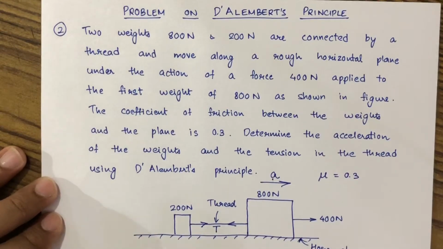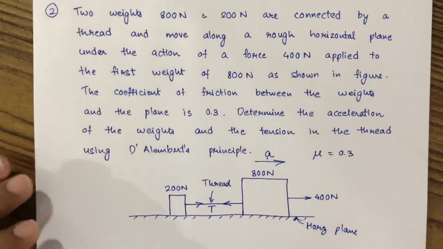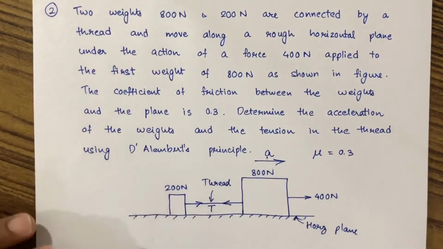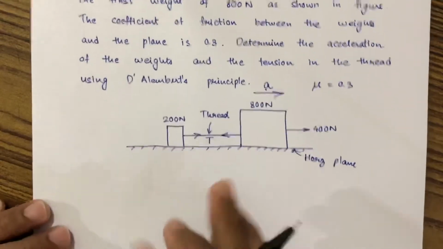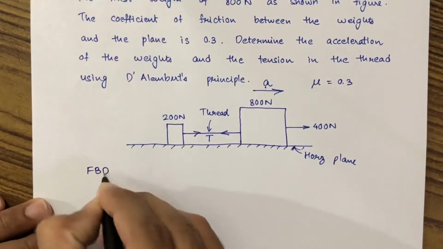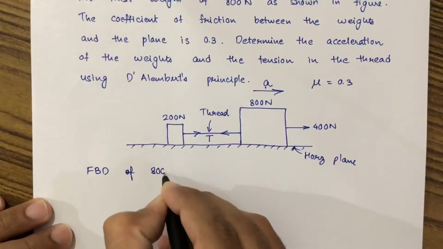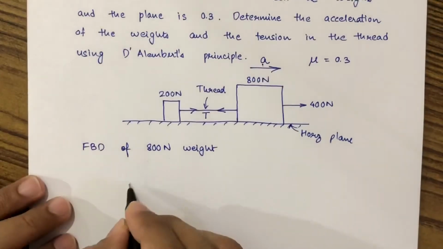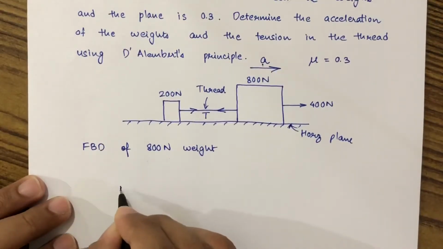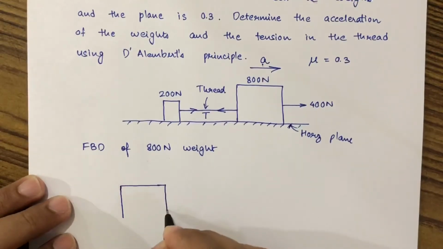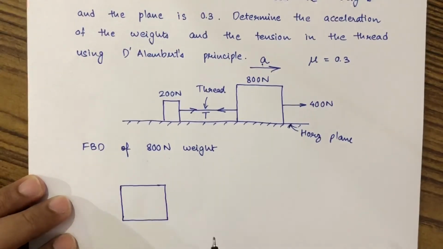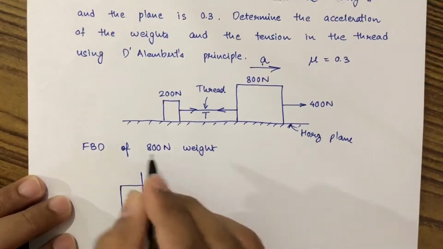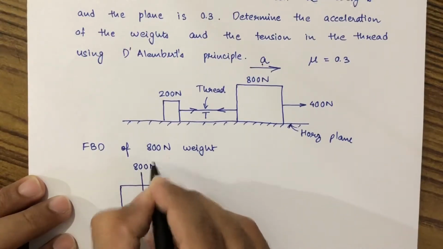Now, in order to solve this, we need to draw the FBD of the separate weights. First we will consider the weight of 800 Newton. Let us draw the FBD of the 800 Newton weight. Suppose this is the 800 Newton weight. Here the weight is 800, so it will act through the CG in the downward direction.